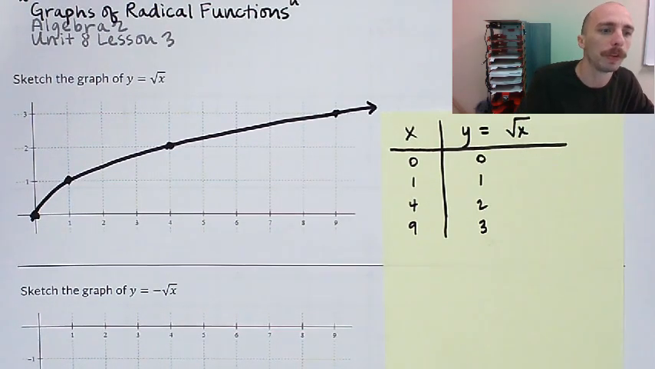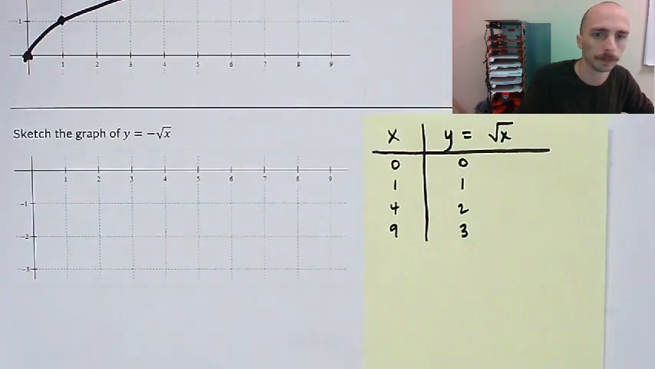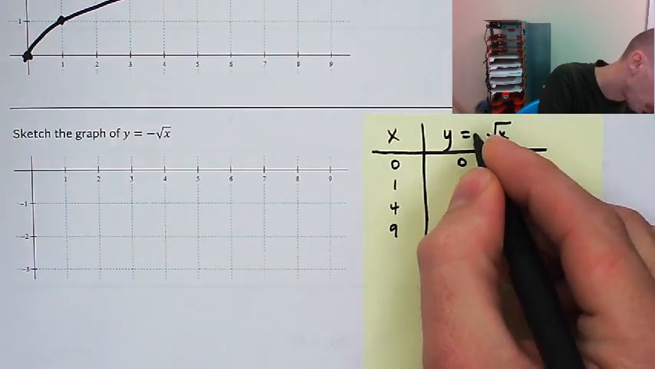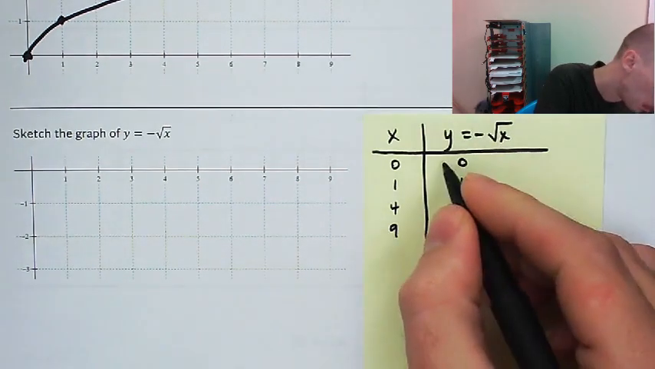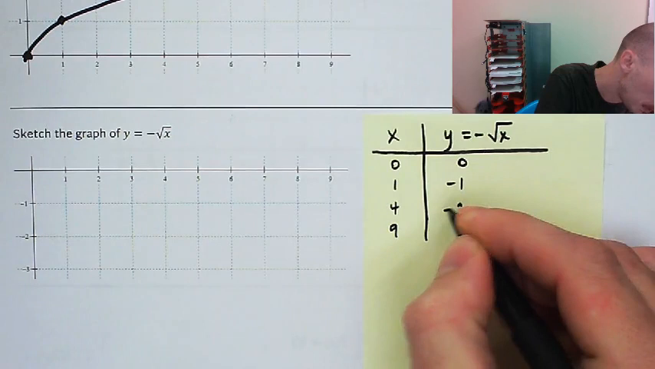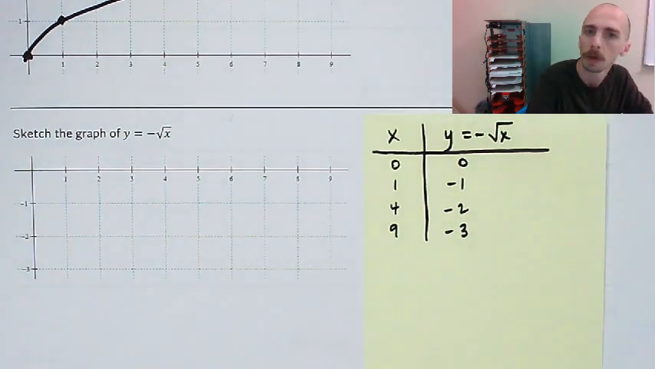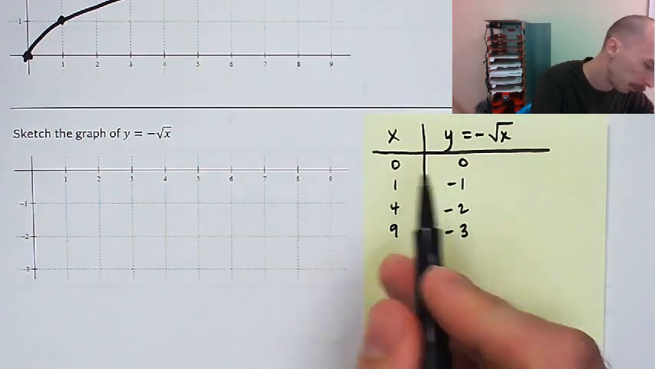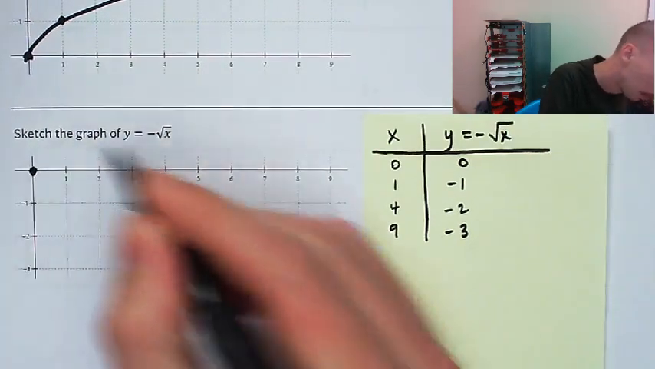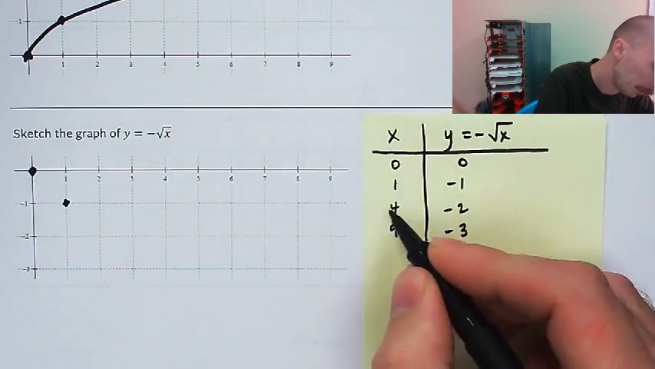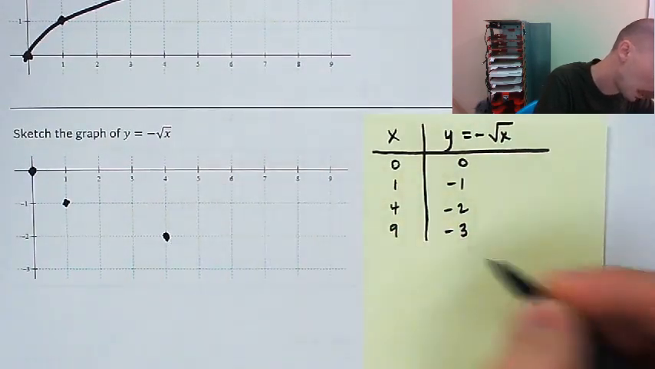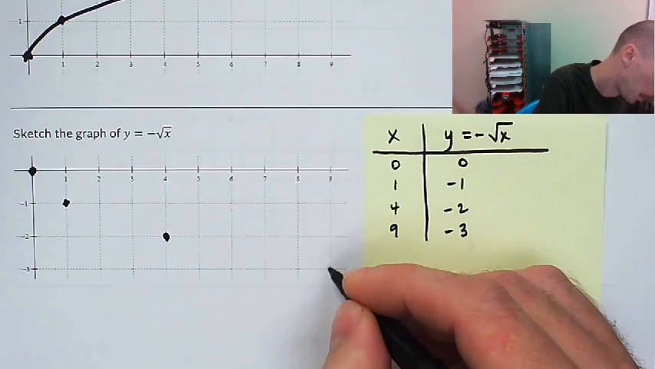But let's discuss the graph of y equals the negative square root of x. This should be pretty similar to what we did before, right? Because all that happened was we just multiplied this square root by -1. So really, y became negative. So I'm saying -0, well, that's 0. -1, -2, and -3. Now I'm going to plot (0, 0), then (1, -1), which for x is 1 and y is -1, then (4, -2) and (9, -3).